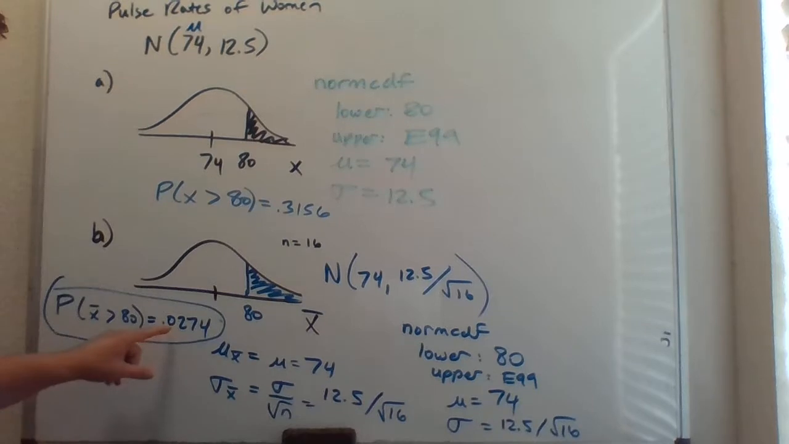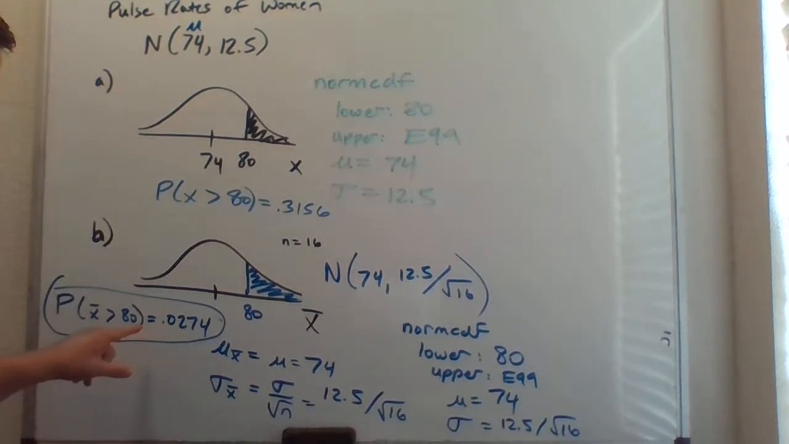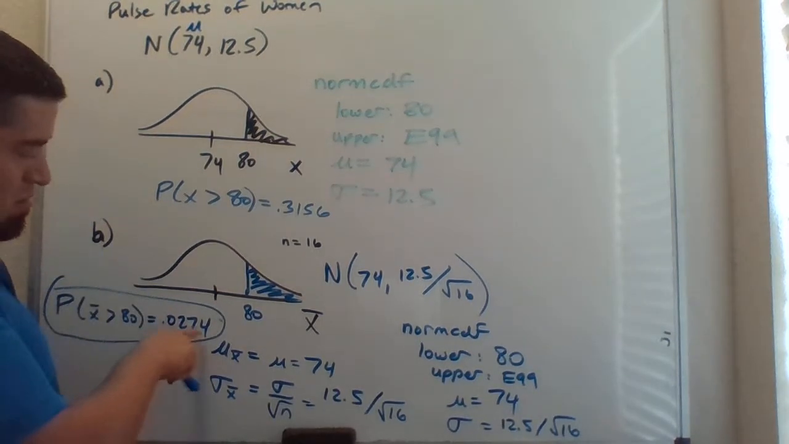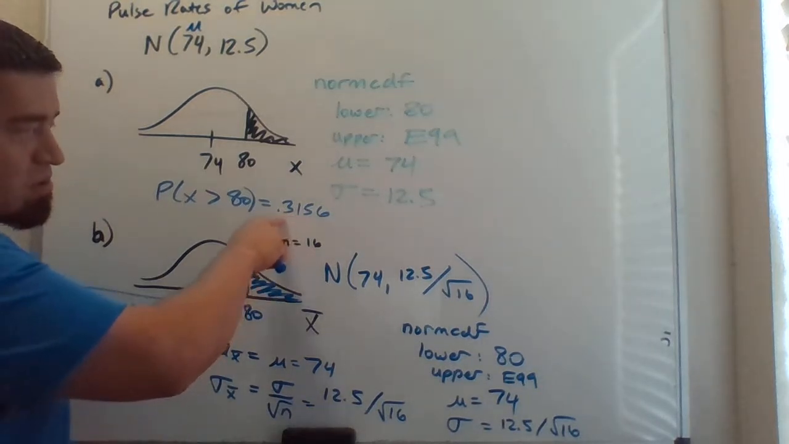So it's not a very high likelihood that you'll get 16 women to have a mean pulse rate greater than 80. But if you look at this, this is like 2%, close to 3%. This is close to 32%.